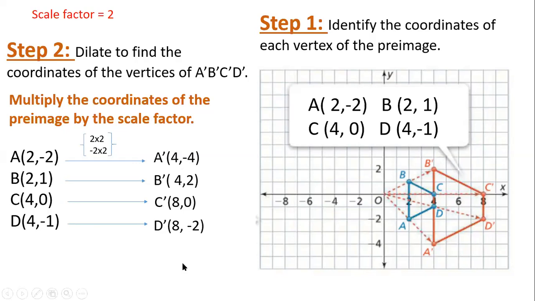We plot them. Excellent. So step 3 is going to be graph A prime, B prime, C prime, D prime. So we plot each point. We have the coordinates. In this case, the image that we have is larger than A, B, C, D. So is it right that it's going to be larger? Yes. Why? Because it will be bigger. But who tells us from the beginning that it's going to be larger? The scale factor. Very good. The scale factor is 2.